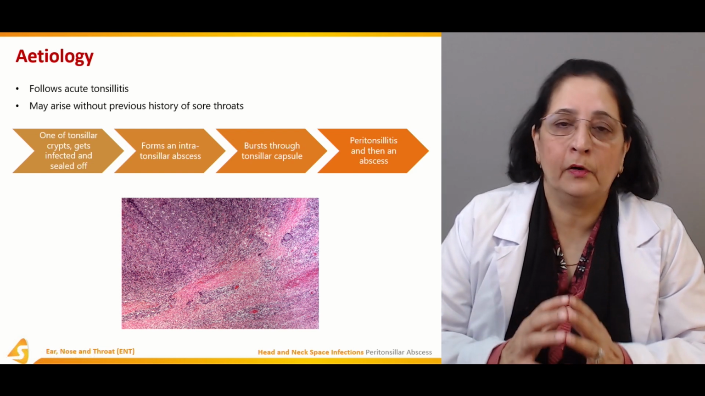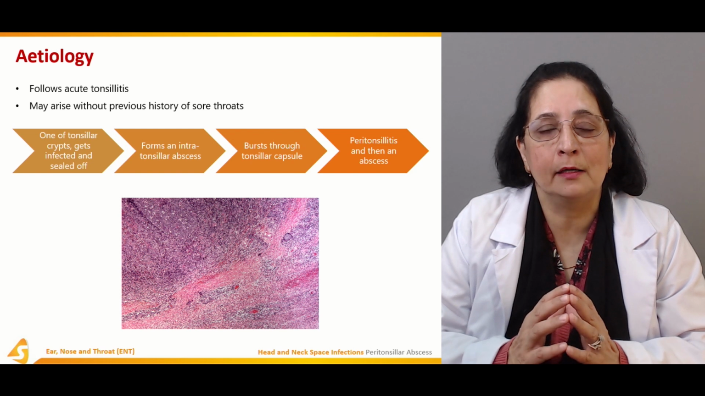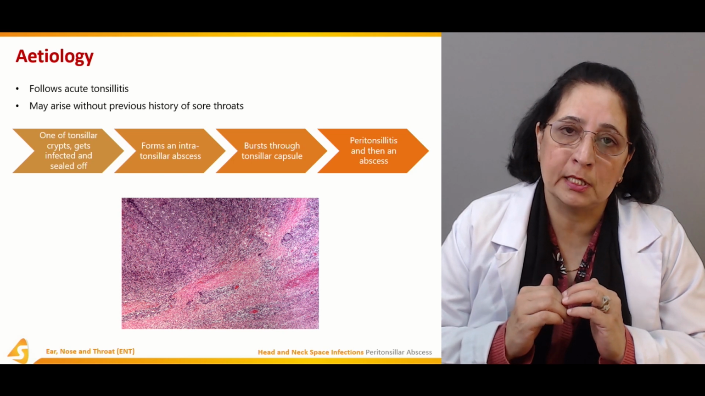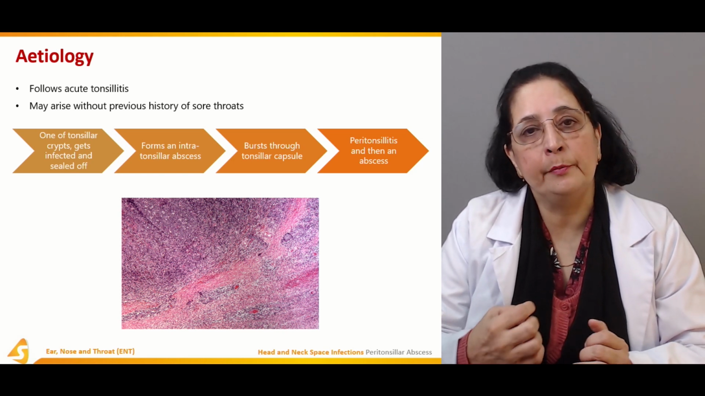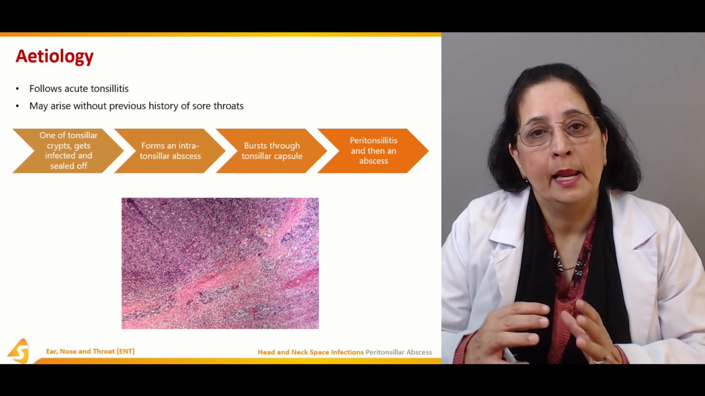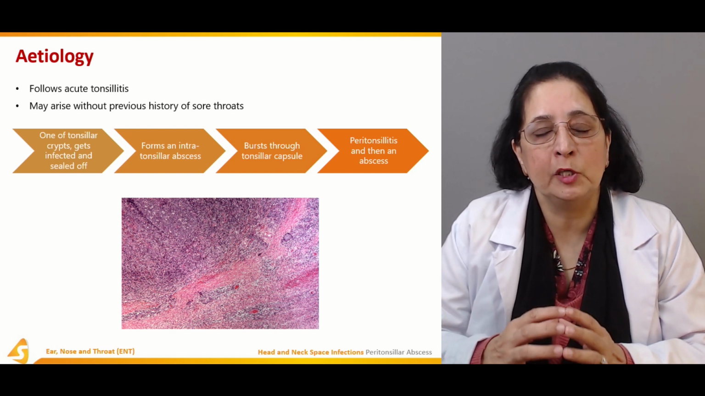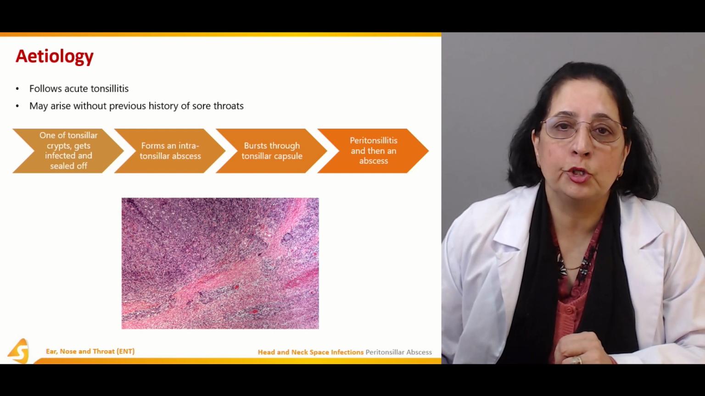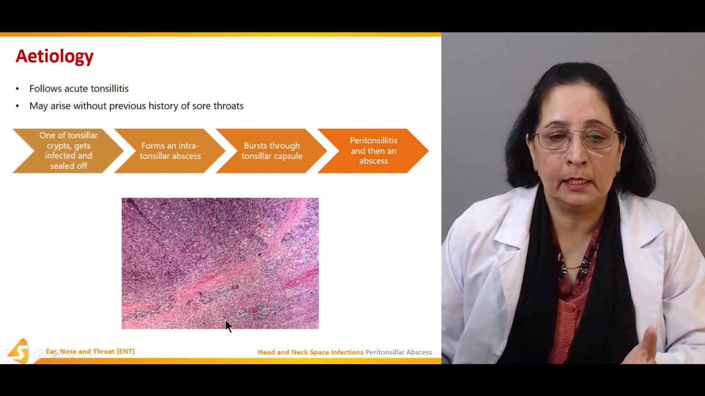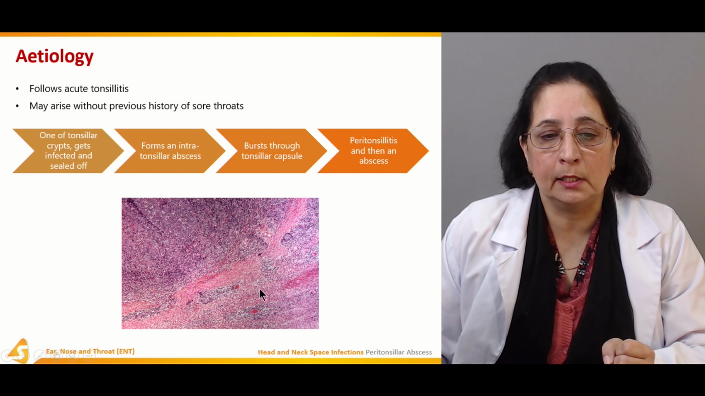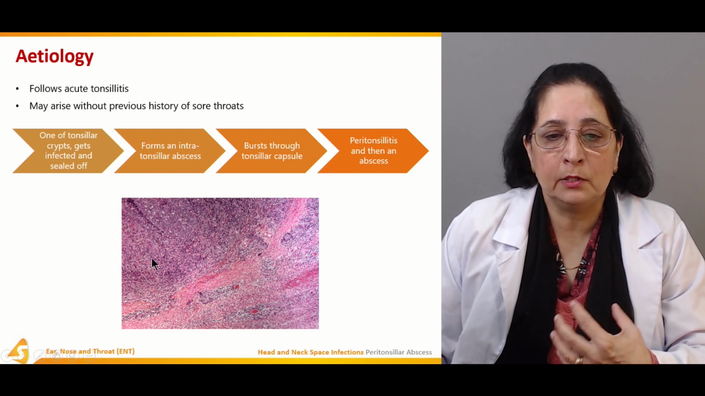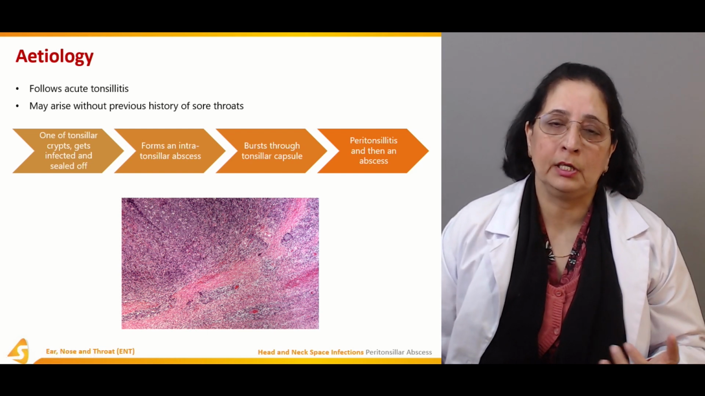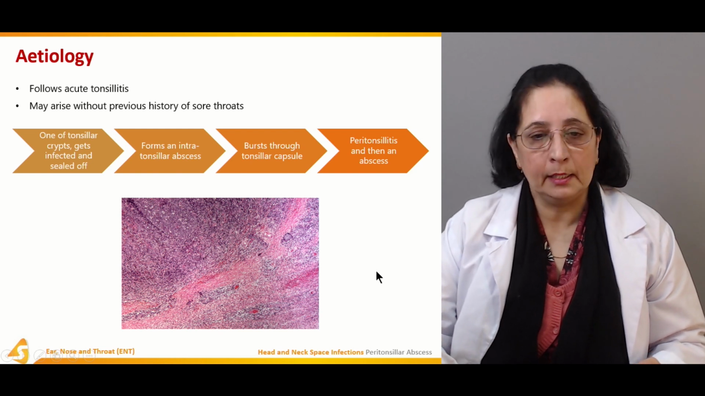So the cause for the formation of peritonsillar abscess is that first the abscess or pus forms inside the tonsil, intratonsillar, then it breaks through the tonsil and is collected in the space between the capsule and the superior constrictor muscle and leads to the peritonsillar abscess. This is the microscopic appearance and histological picture of the abscess. You can see so many white blood cells, neutrophils, because whenever there is infection, the white blood cells increase in number.